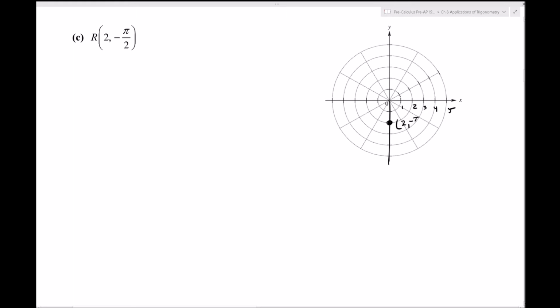Negative pi over 2. So just think of it as an angle, negative pi over 2. So instead of rotating pi over 2 counterclockwise, you're rotating clockwise now, is how that works. So that's the point. That one's an easy one.